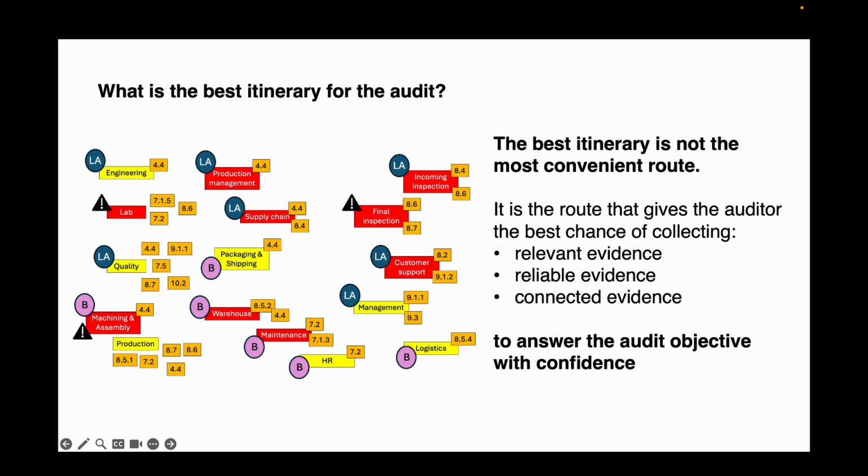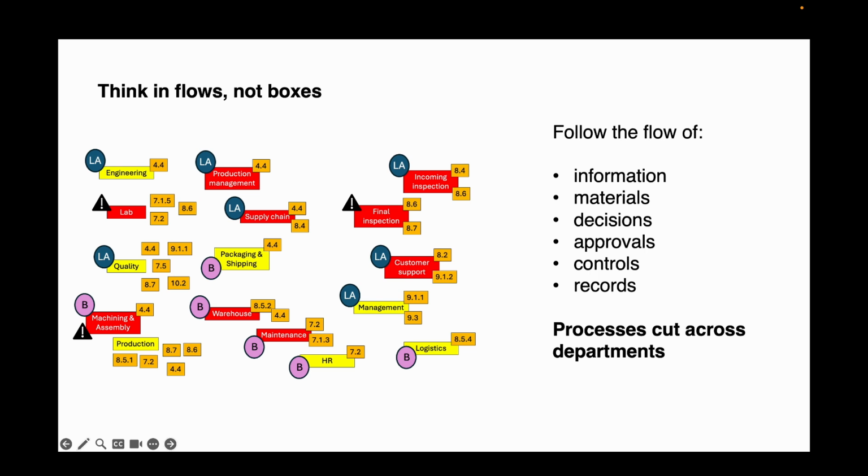So from this point on, I want to show not just a route, but the reasoning behind the route. The particular route will be in lesson 3B. Now is the reasoning behind developing the route. To do that, I need to think in flows, not boxes.